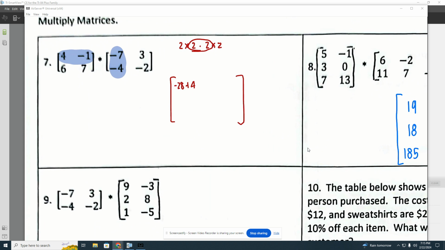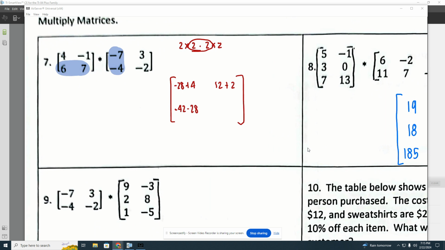Now, then I'm going to erase this real quick. I'm doing that same row, but by this column this time. 4 times 3 is 12. And then -1 times -2 is +2. Okay, I'm going to erase that because now we're done with that row. We move to this row and that first column. 6 times -7 is -42. And I'm giving you easier multiplication on the test. So you won't even have to do that. And then 7 times -4 is -28.